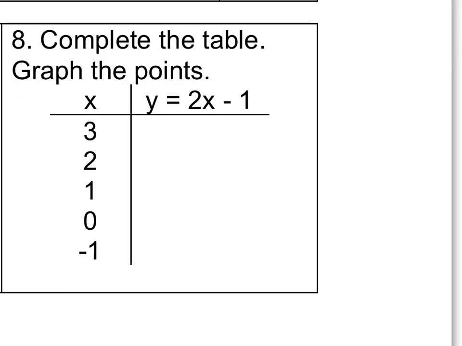Okay, so for number 8, in order to get y, we have to double x and then subtract 1. That's what this says right here. So let's double the 3, which is 6. 3 times 2 is 6. Minus 1 is 5. So y would be 5.